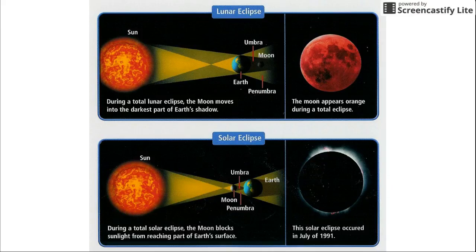So just another glimpse at what these look like. During a total lunar eclipse, the moon moves into the darkest part of the Earth's shadow, and the moon appears usually like an orange color during a total eclipse. During a solar eclipse, you have this kind of halo around the new moon, and this is from the moon actually blocking the sunlight from reaching the Earth.